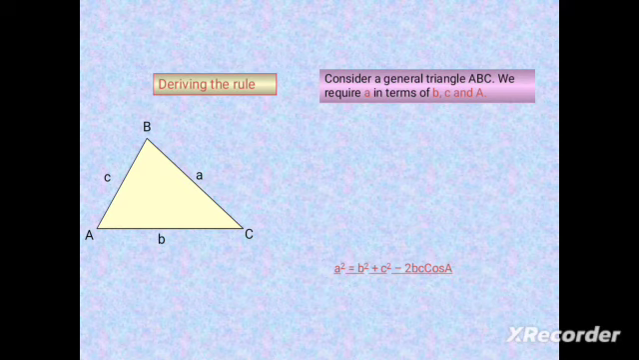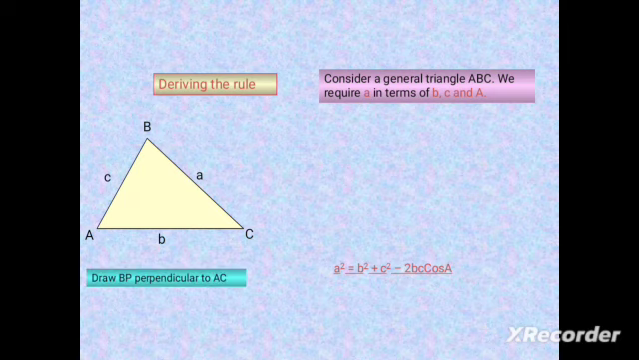Okay, so we shall start with deriving the rule. We are going to use a triangle ABC, which has corresponding sides a, b, c, small letters. So consider a general triangle ABC. We require a in terms of b, c, and A. So we are going to base our formula on the side a in relation to the other sides b and c. First, in this triangle we need to come up with a perpendicular height.